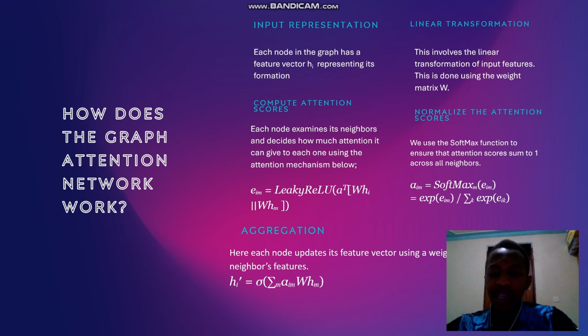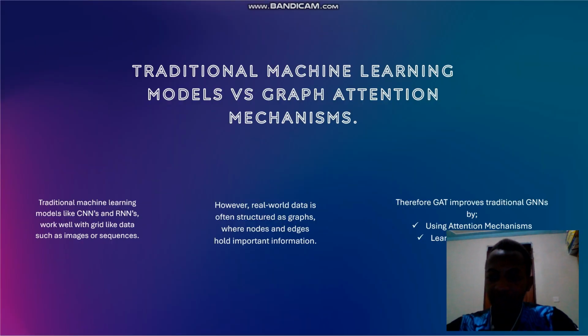Yes. Then the next one is normalization of attention scores, where I use the softmax function to ensure that all the scores sum up to 1. Then the last one will be the aggregation. Now, the other thing I can talk about is we want to compare the traditional machine learning models versus the attention mechanisms.